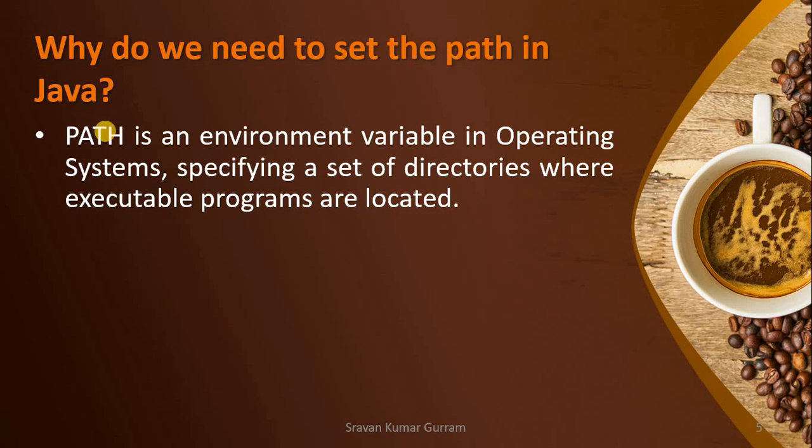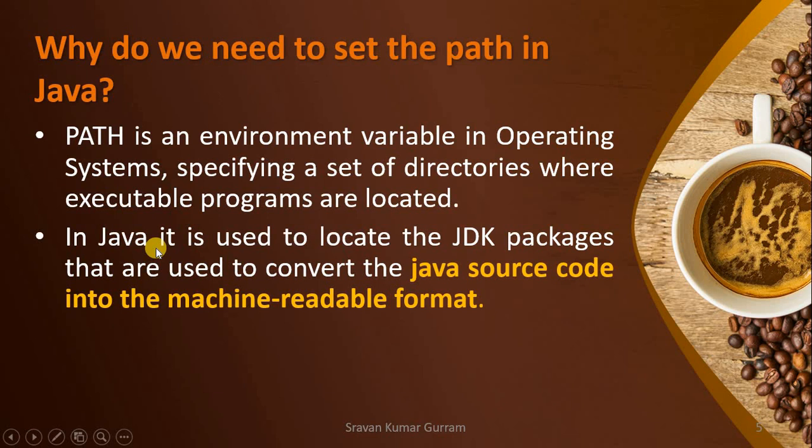For that, we need to give the path of the required tools. So in Java, path is used to locate the JDK packages that are used to convert the Java source code into the machine readable format. In simple terms, when we read the code that is in the high level language, the system cannot understand that. The system must convert that source code into the system understandable format or machine readable format, that is binary format.